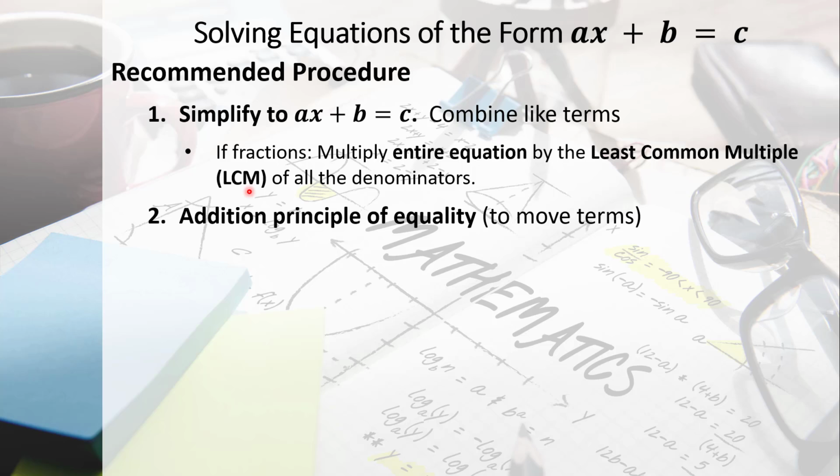Okay, then we want to use the addition principle of equality to move terms. Specifically, we want to move the b from one side of the equation to the other. How do we do that? Well, we subtract b here. If we do that, b goes away. B minus b is 0.